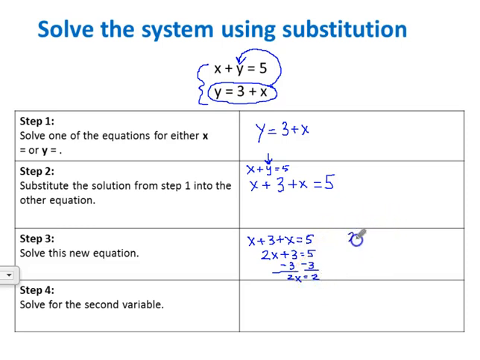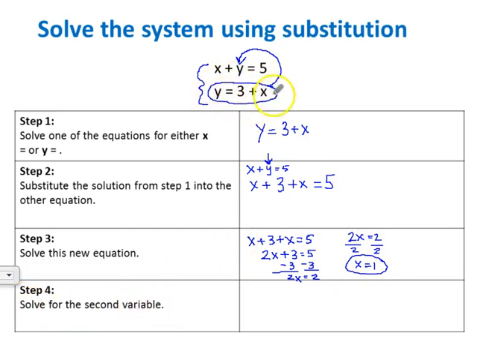I'm going to move back up here. I'm running out of space in this box, and I want to keep it in this one box. Divide each side by 2, and I get x equals 1. Am I done? I'm not done. Remember, I need to have an ordered pair. I need to have a value for x and a value for y. I have an x value, x equals 1, and now I need to solve for the second variable.